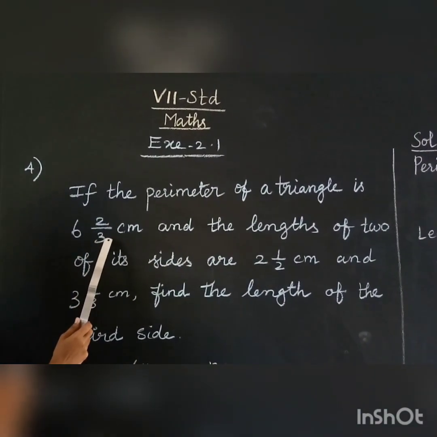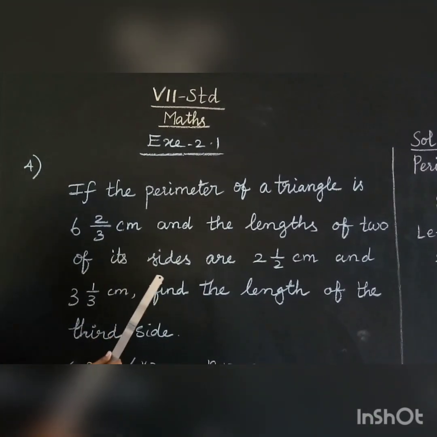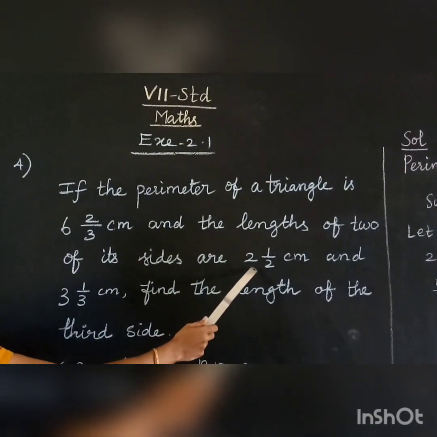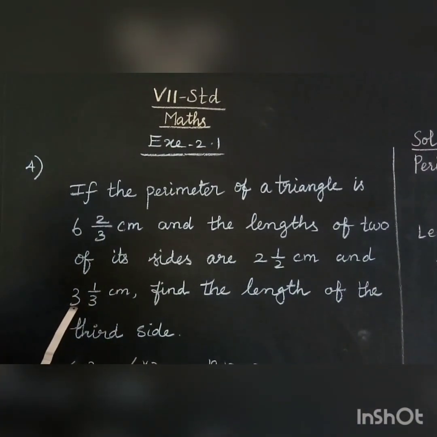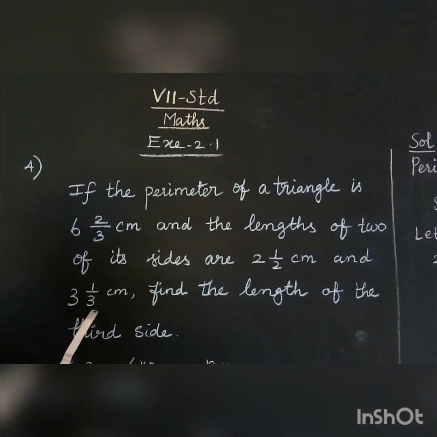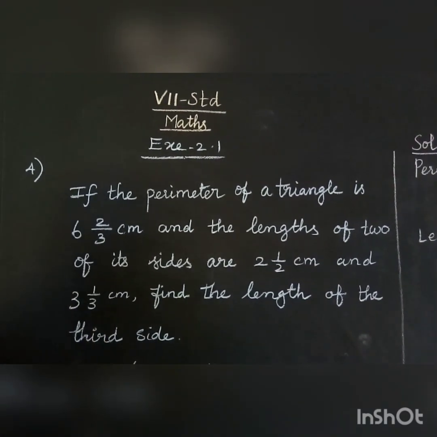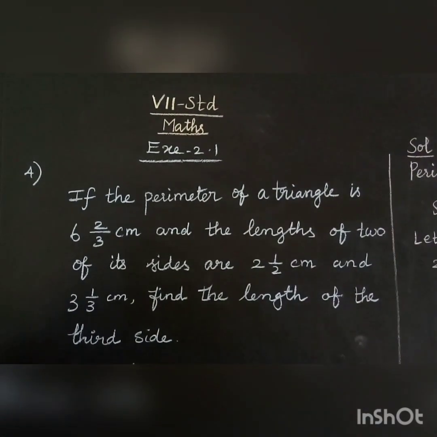This is your given, okay? And then they are given two sides. The sides are 2 1/2 centimeter and the other side is 3 1/3 centimeter. Triangle has how many sides? 3 sides, isn't it?